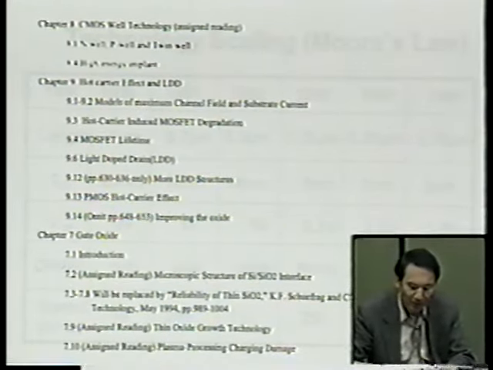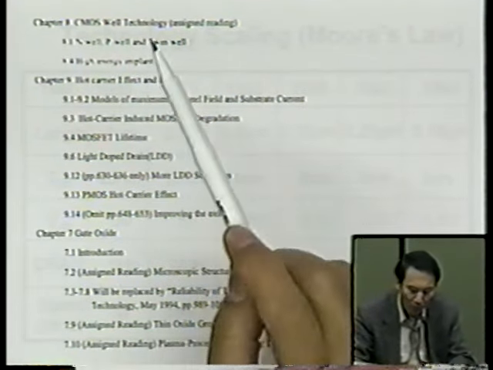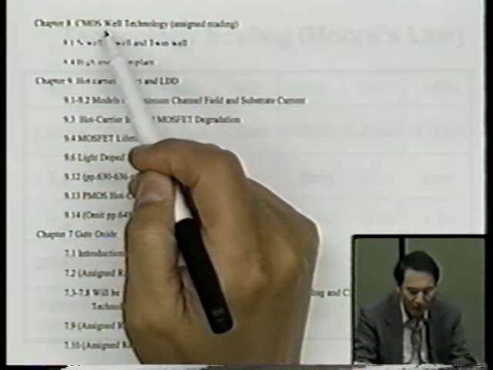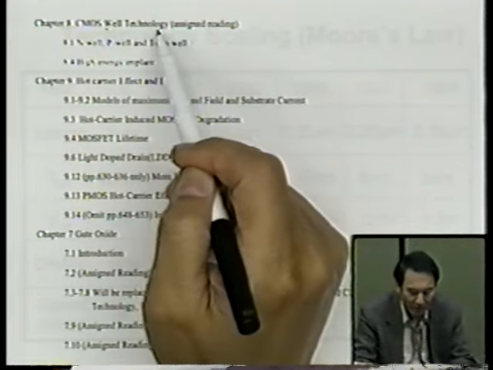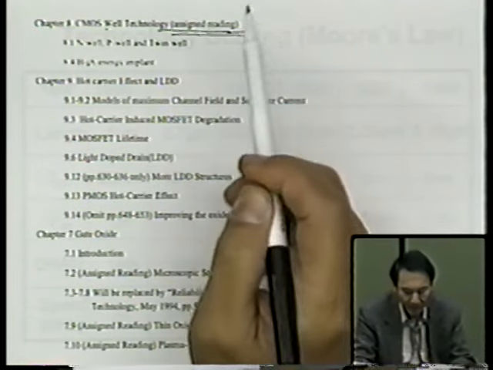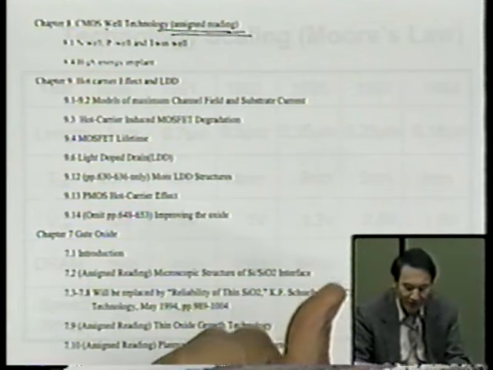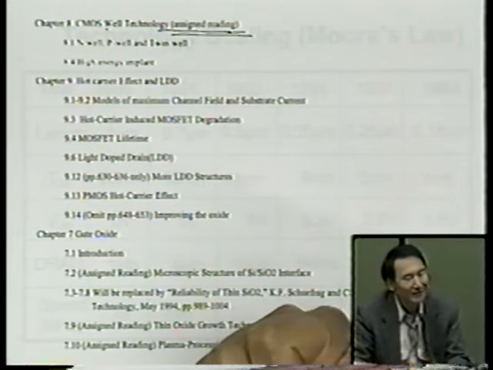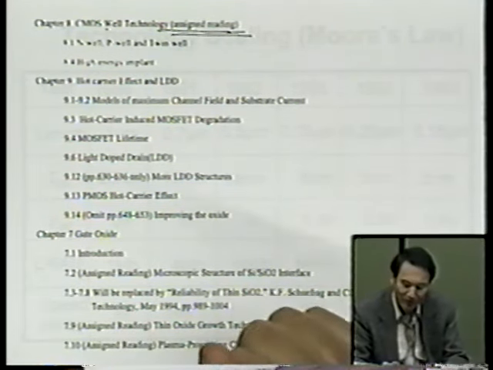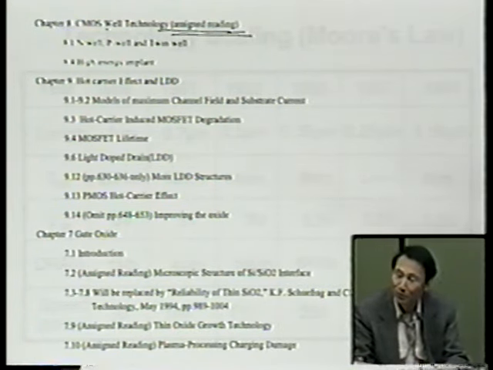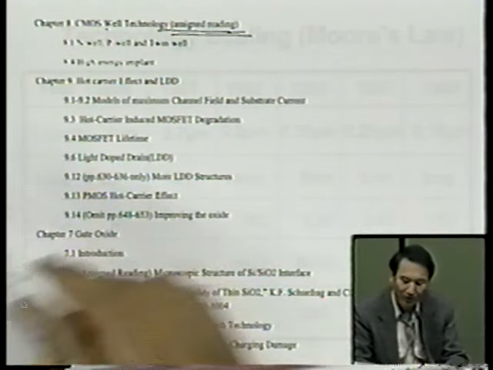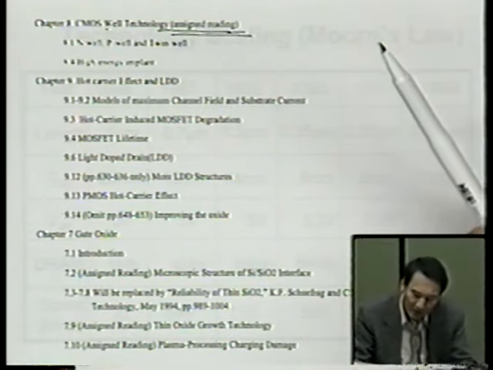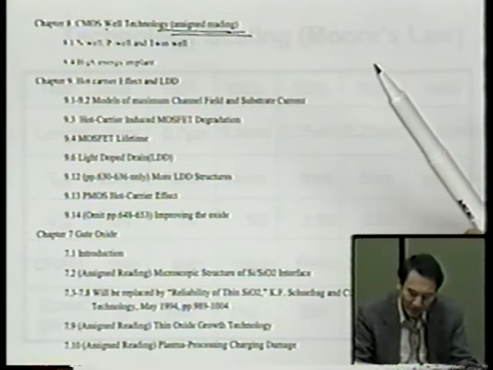And then chapter 8 is assigned reading, CMOS well technology. Remember, you had the two assigned readings before. That is the isolation technology, low cost or shallow trench isolation. And then chapters 1 and 2, device simulation. Now here is the third assigned reading. That will be CMOS well technology.